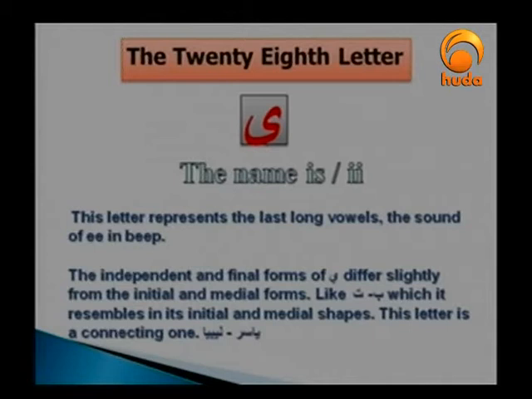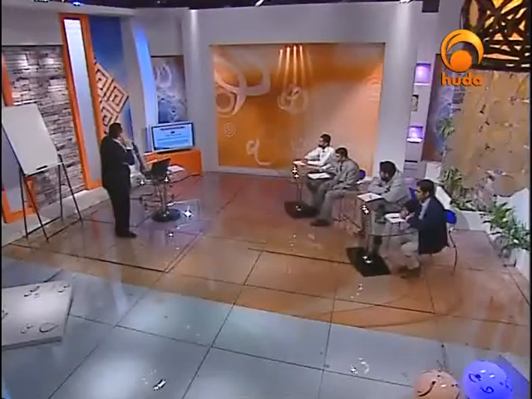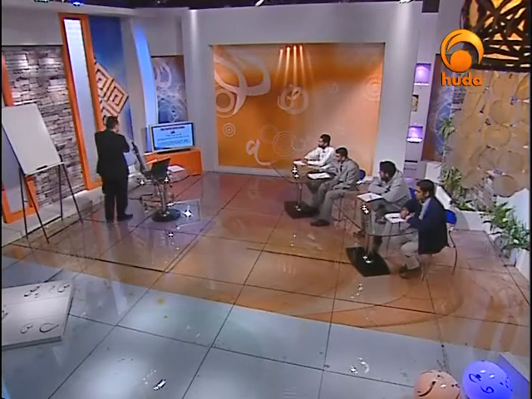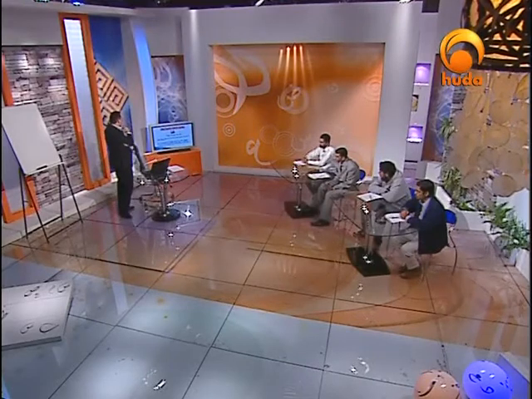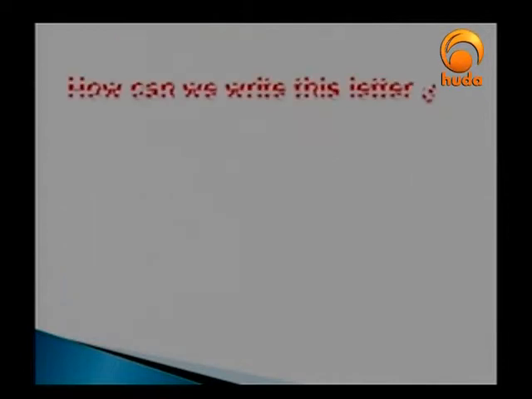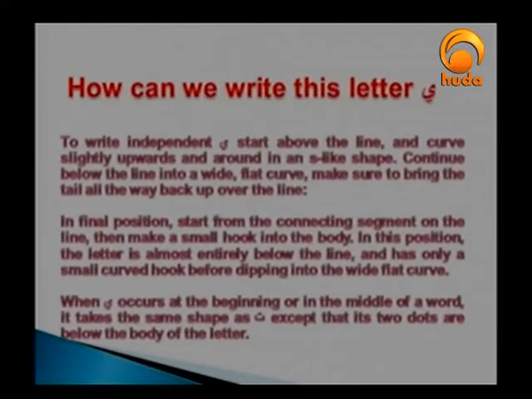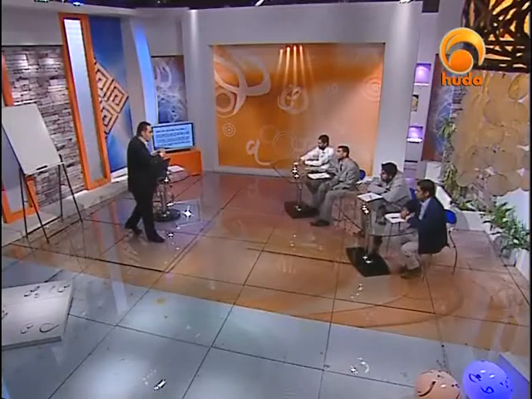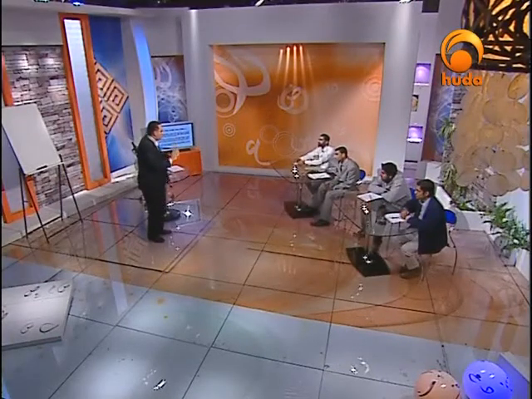The independent and final forms of ya differ slightly from the initial and medial forms, like ba and ta, which it resembles in its initial and medial shapes. This letter is a connecting one. So I can understand now that if I would like to write ya, it's a connector letter. It's connected with the following one. And when it comes in the medial position, it's also a connecting letter. So that means it's connected with the previous letter and with the following one. How can we write such a letter?